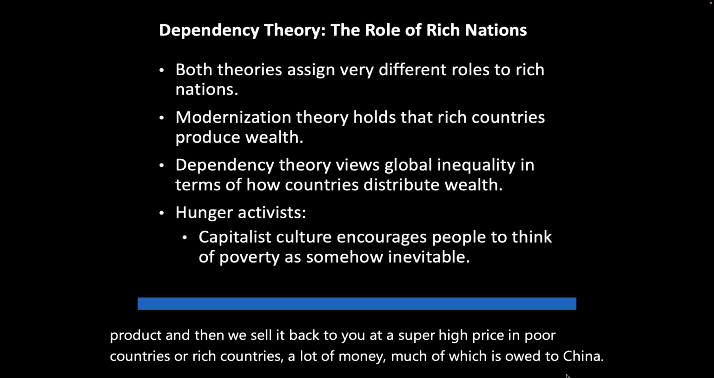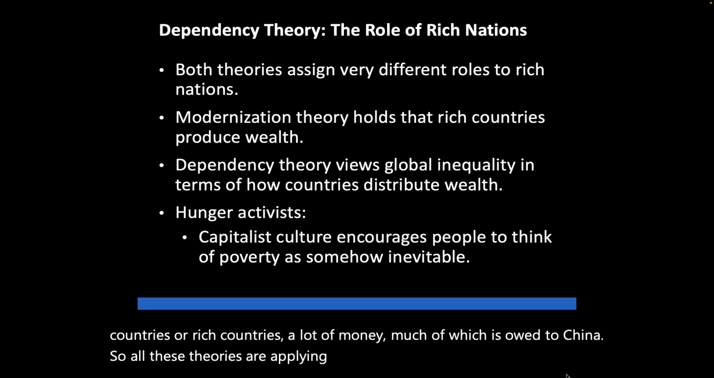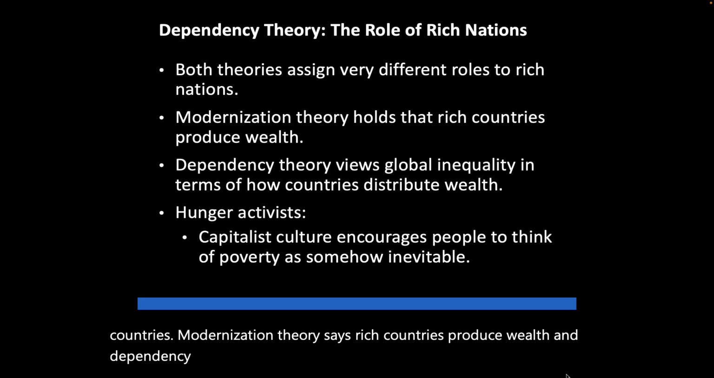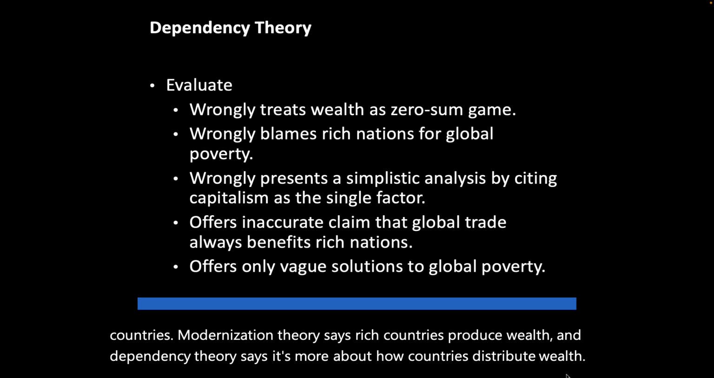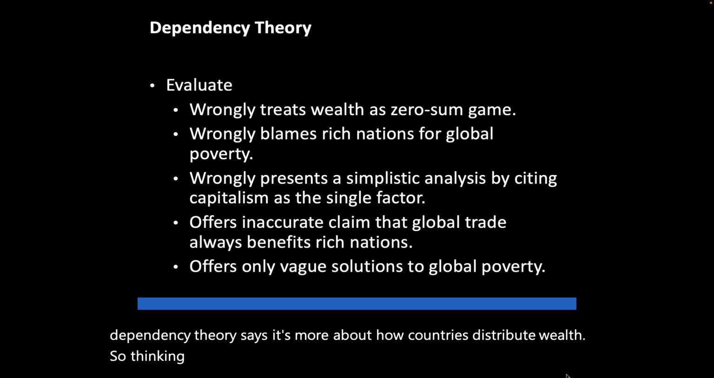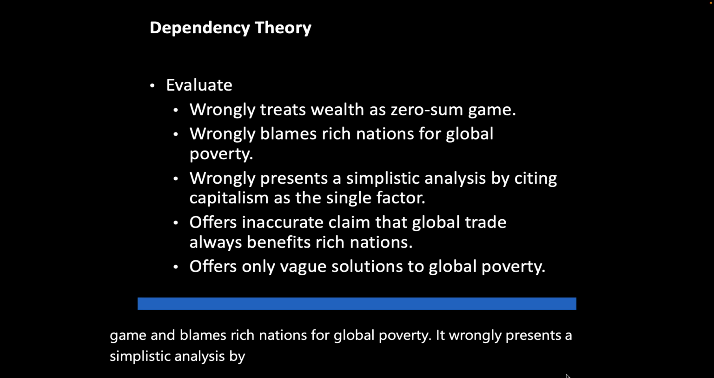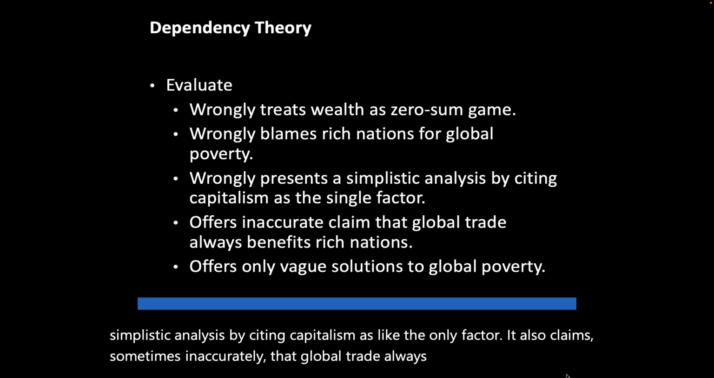So all these theories are assigning different roles to rich countries. Modernization theory says rich countries produce wealth, and dependency theory says it's more about how countries distribute wealth. Thinking about dependency theory, it wrongly treats wealth as a zero-sum game and blames rich nations for global poverty. It wrongly presents a simplistic analysis by citing capitalism as the only factor. It also claims, sometimes inaccurately, that global trade always benefits rich countries.